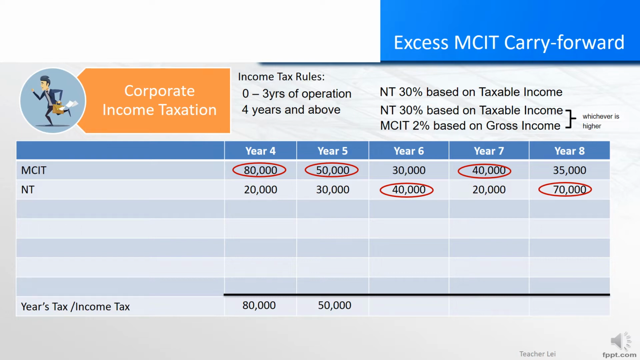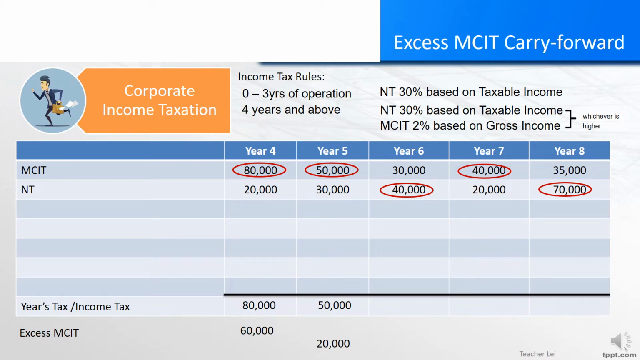Let me introduce to you the concept of excess MCIT. Excess MCIT occurs when the computed minimum corporate income tax is higher than the normal tax. This is the difference between the minimum corporate income tax and the normal tax computed for a given taxable year. For year 4, excess MCIT amounts to 60,000, which is the difference of 80,000 MCIT and 20,000 normal tax. And for year 5, excess MCIT amounts to 20,000, which is the difference between MCIT of 50,000 and normal tax of 30,000.